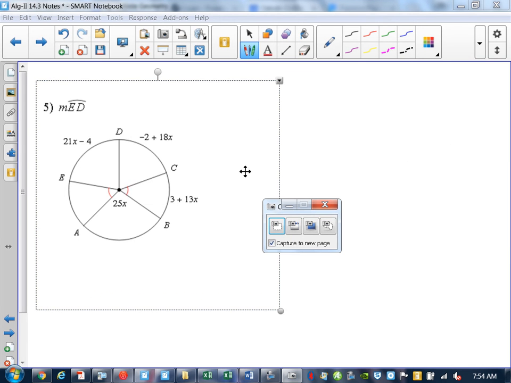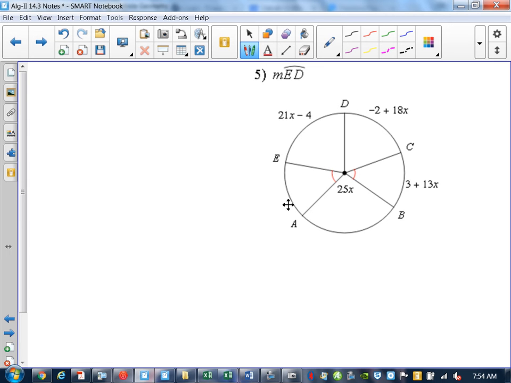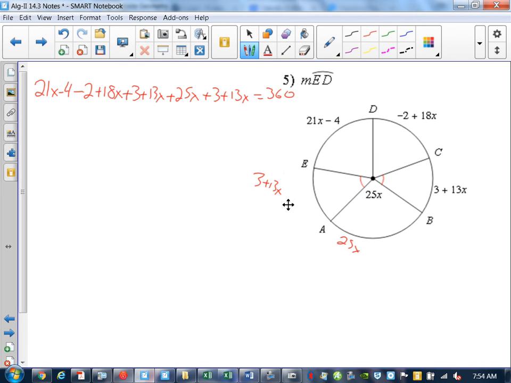How many degrees are in a circle? There's 360 in a circle, and that means this is 3 plus 13x. Obviously, this is your 25x. Just put them all together. Does that equal 360? 21x minus 4 minus 2 plus 18x plus 3 plus 13x plus 25x plus 3 plus 13x is 360. You just got to be careful when you're putting all these together not to double count something, because that's usually what people screw up.